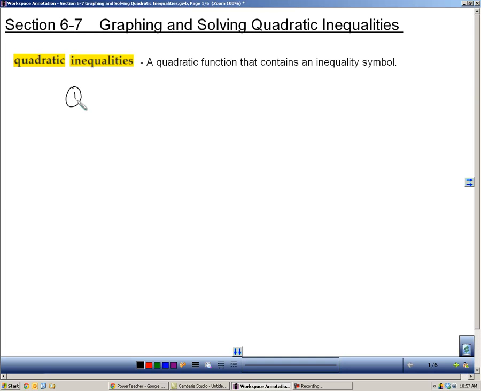Step number 1 is you graph the boundary line. Here we're not really going to call it a boundary line. We're going to call it a related equation, because it's not a boundary line, it's more like a boundary parabola. And don't forget, when you graph the related equation, you have to determine if it's a dotted or a solid line.